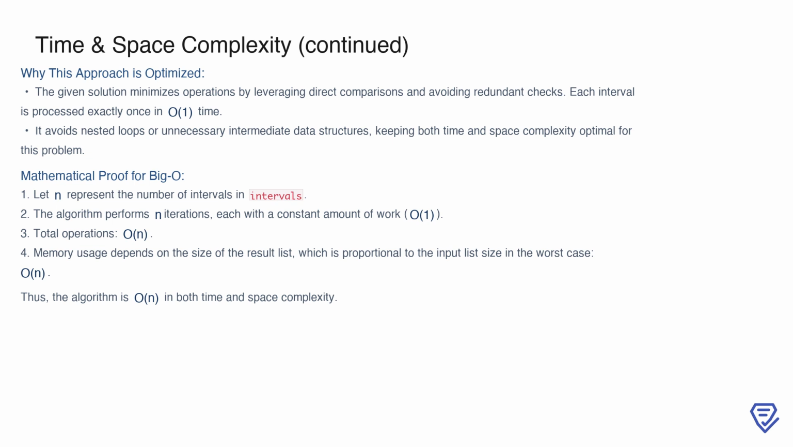In terms of memory, the space usage is primarily determined by the size of the result list, which is proportional to the input list size in the worst case. Therefore, the space complexity is also O(n). By balancing both time and space efficiency, this algorithm achieves optimal performance for the problem.